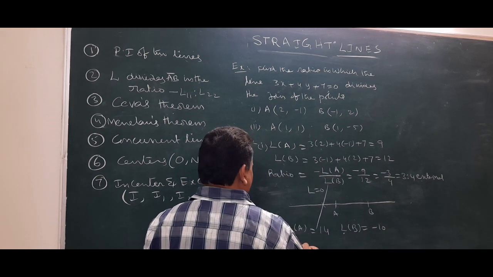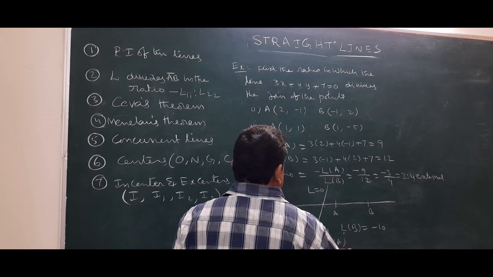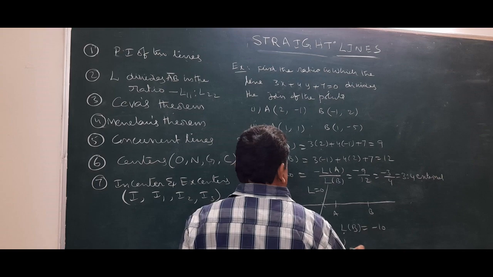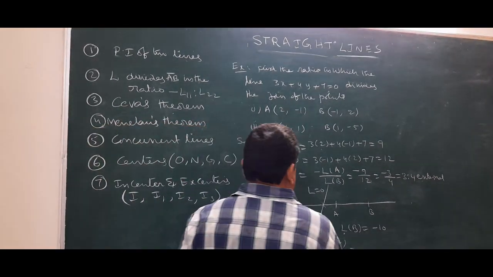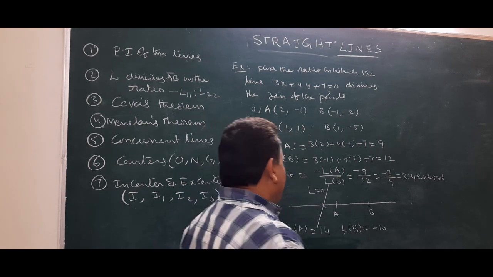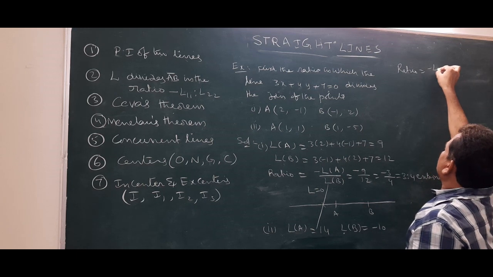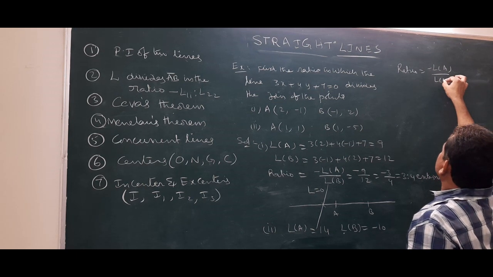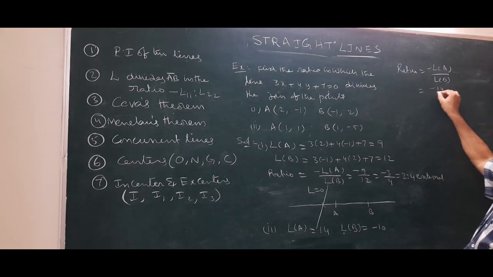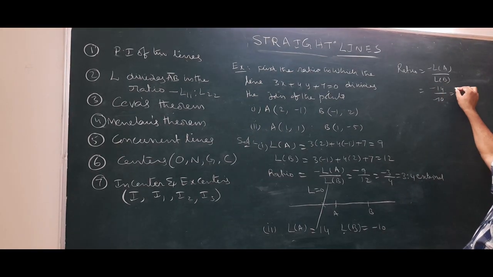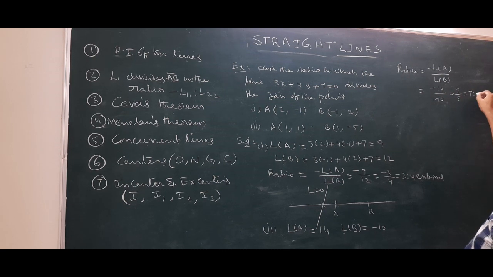My ratio formula contains minus L of A by L of B. Ratio is equal to minus L of A by L of B. That equal to minus 14 by minus 10. That becomes 7 by 5. 7 is to 5 internally.